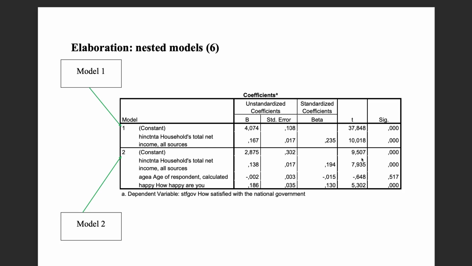So in this case, you see, income has the largest standardized coefficient, happiness has the second largest one, and the smallest one we find for age. So basically, income is the best predictor of satisfaction with national government in our sample. Happiness is the second biggest predictor, and age is the smallest predictor, the least able to explain differences in satisfaction with the national government. So that's how to interpret that regression output.